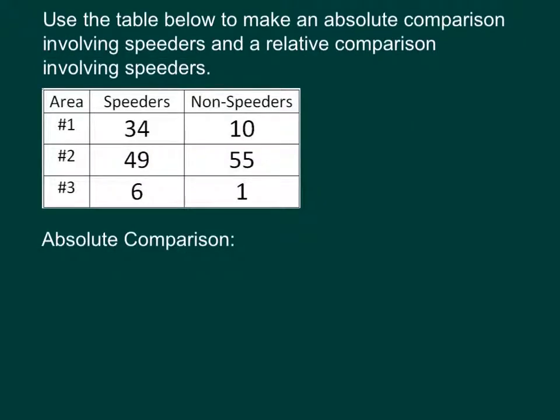So here's our example. We need to use the table below to make an absolute comparison involving speeders and a relative comparison involving speeders. Absolute is absolutely the easiest because there's no math involved. All you have to do is simply look at the numbers. Because it's asking us to look at speeders, we only need to look at this column. Within this column, 49 is the biggest number, so that means that area 2 has the most speeders. So that would be our absolute comparison.